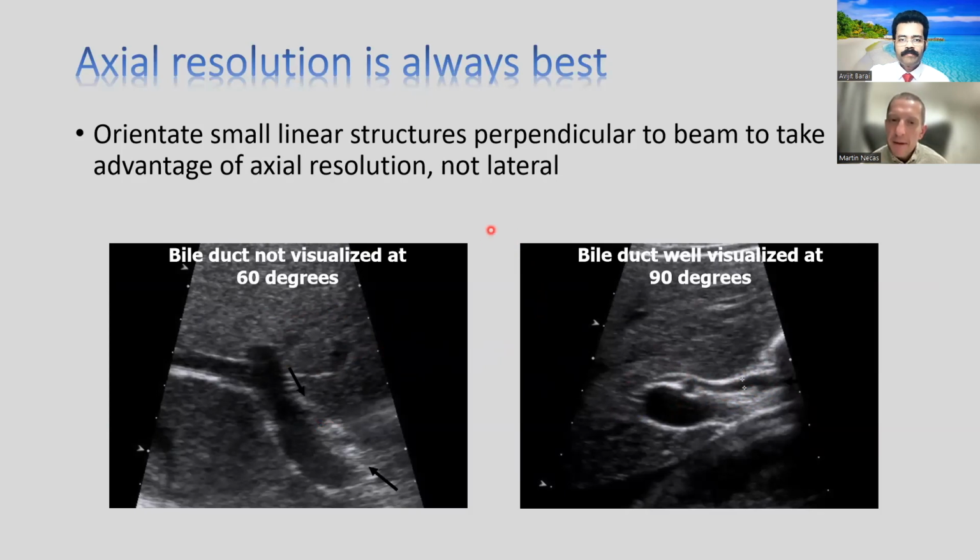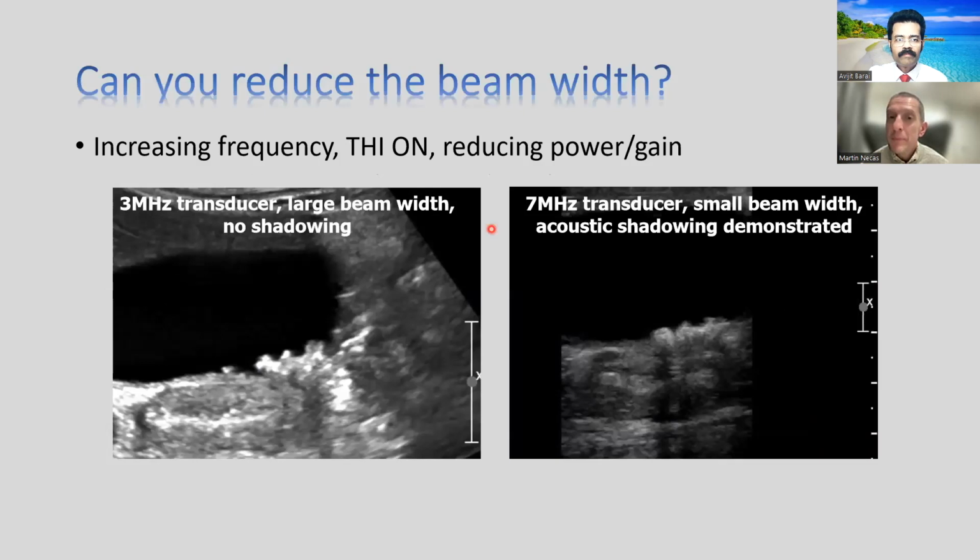And it will be worse if the bile duct is small, and it'll be worse if it's deep, and it will be worse if the system that you have at hand is not a high-end system. So all of these considerations make things worse and compound together. So now, what can we do?